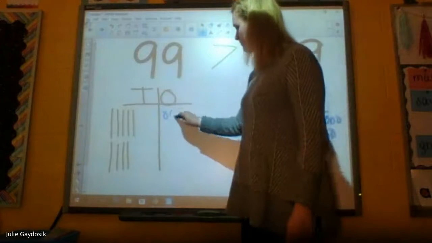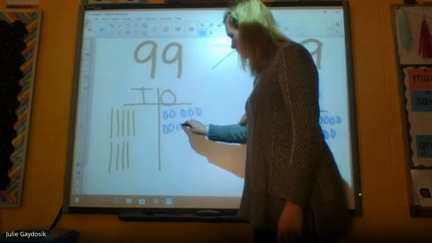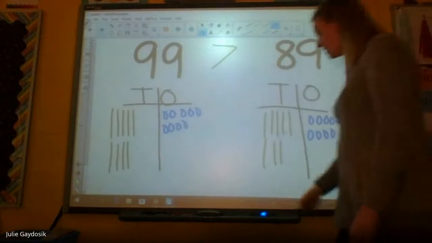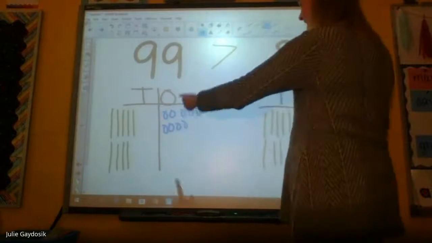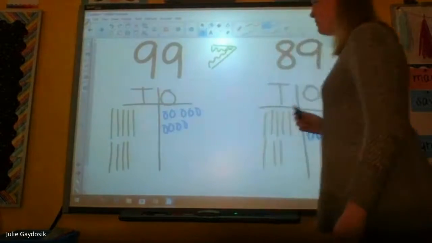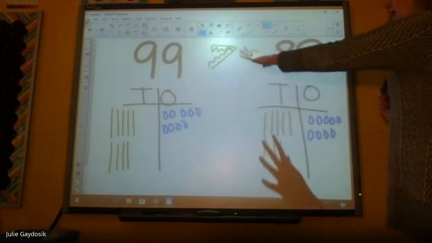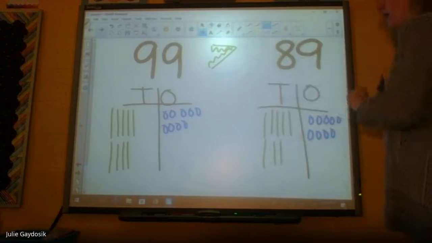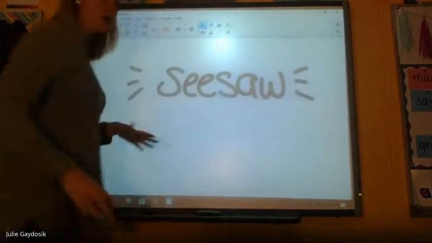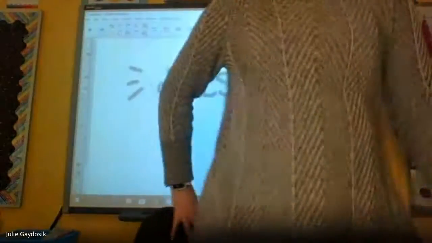And you wouldn't have been able to tell with the ones because they both have 9 ones. That's why you need to start with the tens first. So if I had Dale, he would be eating the number 99, right? Because 99 is bigger. 99 has 9 tens, where 89 only has 8 tens. So pretty short, pretty simple, pretty sweet. Let's go ahead and let's go over your seesaw activity.